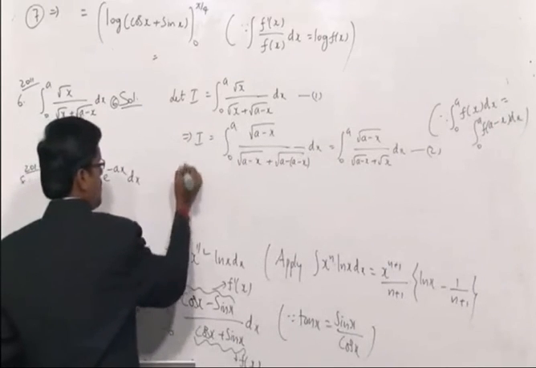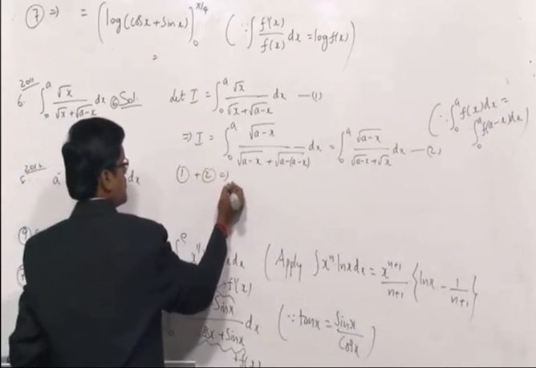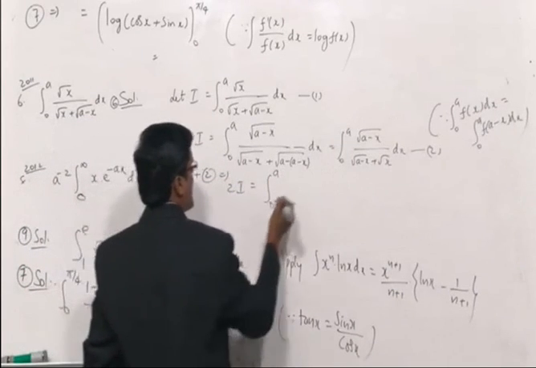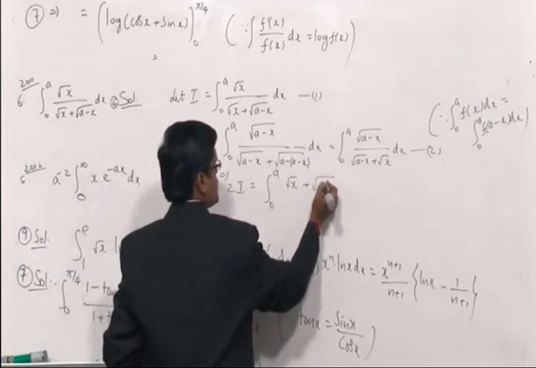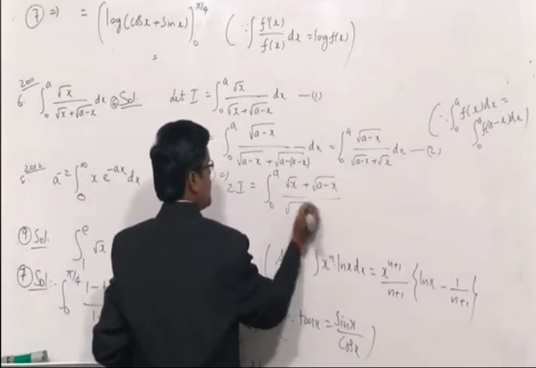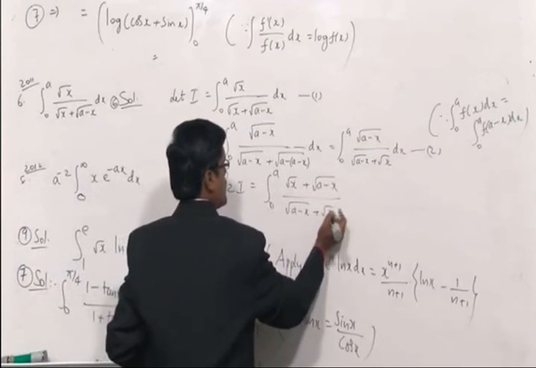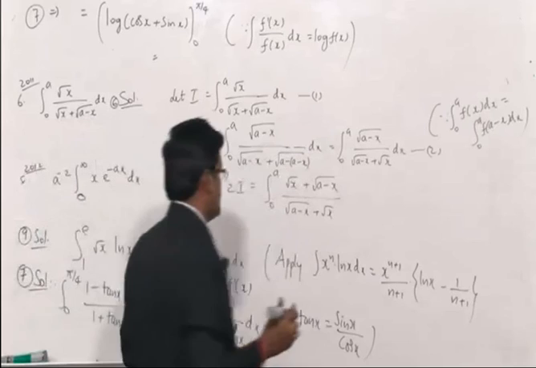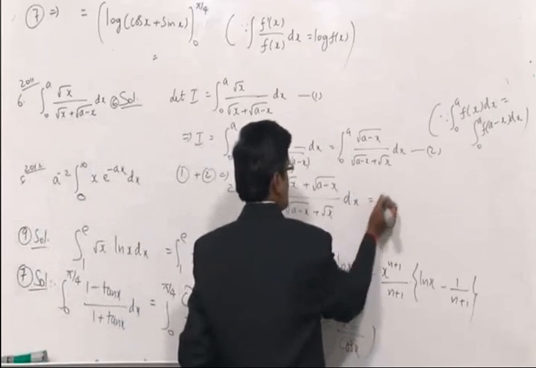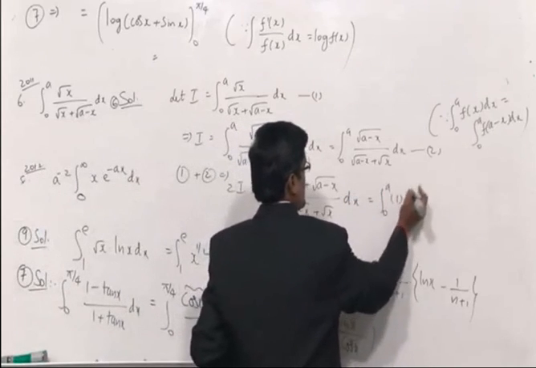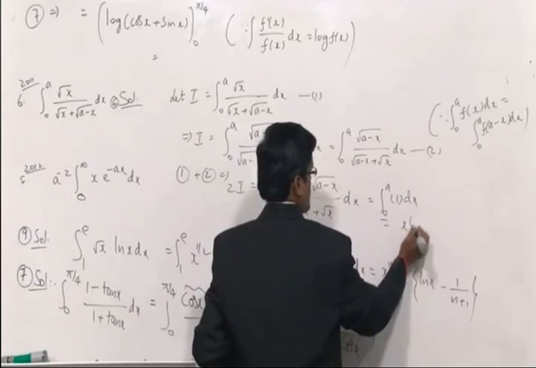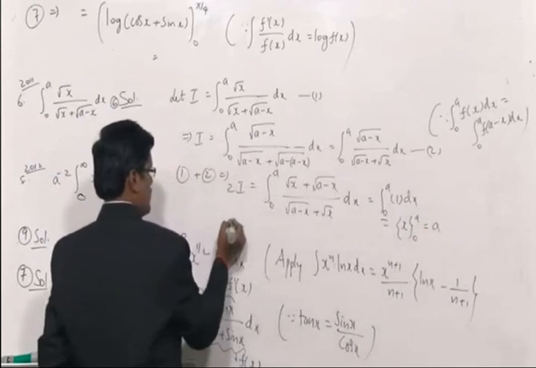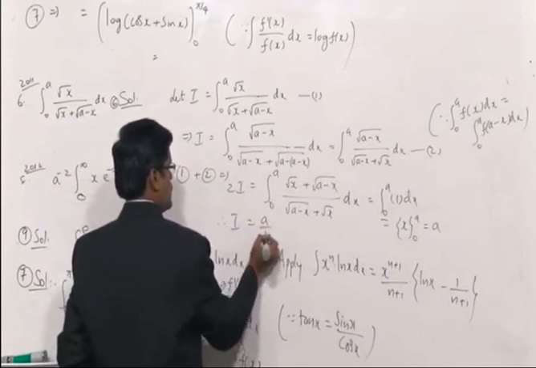Now 1 plus 2, adding both results. LHS: I plus I is 2I. In RHS both denominators are the same and the limits are the same, so add the numerators: root x plus root a minus x, divided by root over a minus x plus x. Whenever the denominators are the same, add the numerators because the limits are the same, 0 to a in both cases. Now this simplifies to 1 only. Integration of 1 dx is x, with limits 0 to a. Answer: a. Therefore I is equal to a by 2.